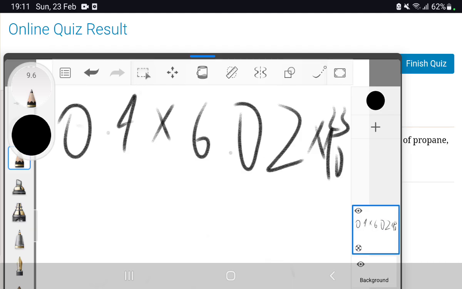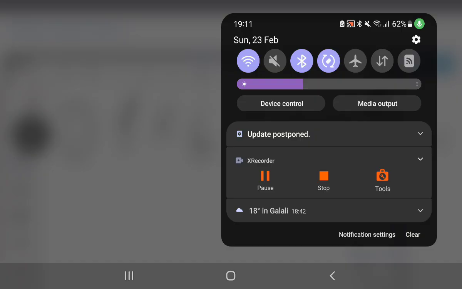I don't have a calculator. Just give me a second.